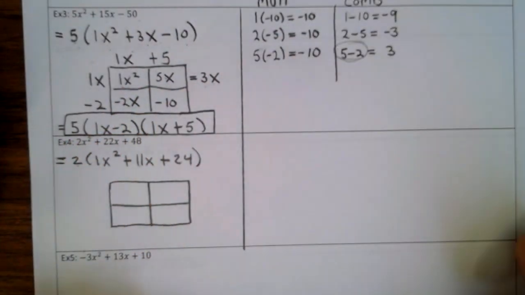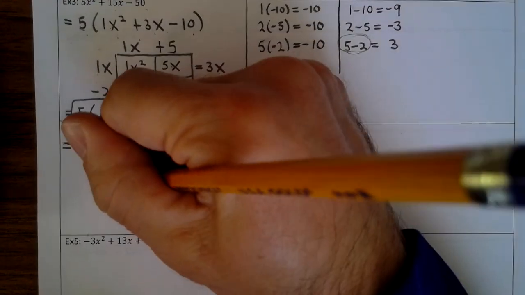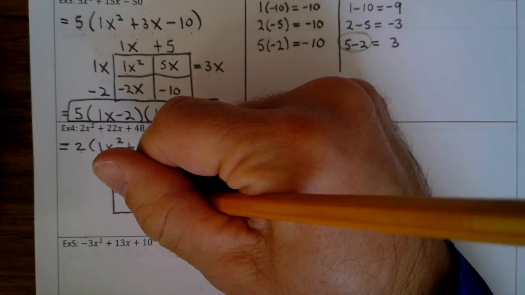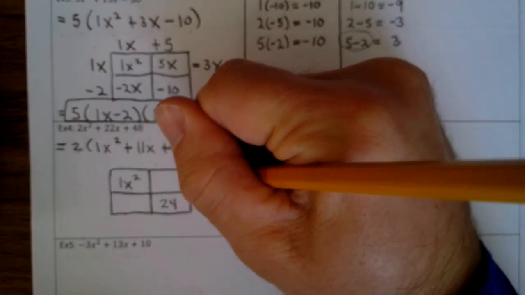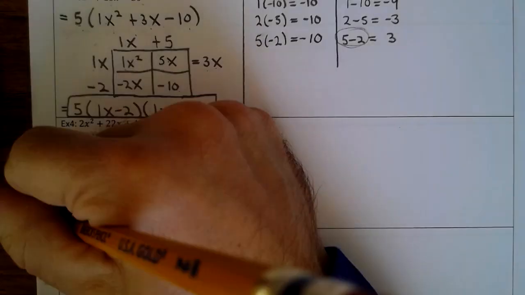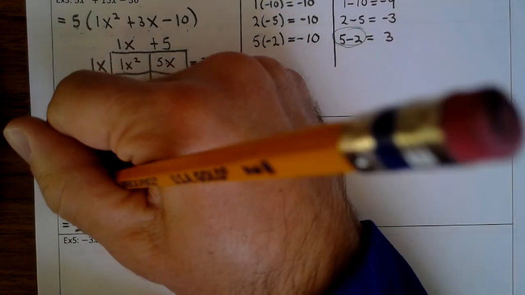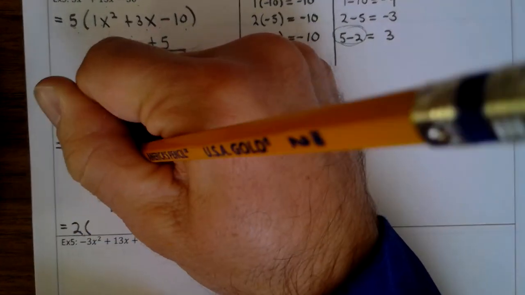So first term is 1x squared, last term is 24, and middle term is 11x. Now we know our final answer is going to have a positive 2, and we know that 1x times 1x makes 1x squared. Now we need to find all the combinations to make 24.